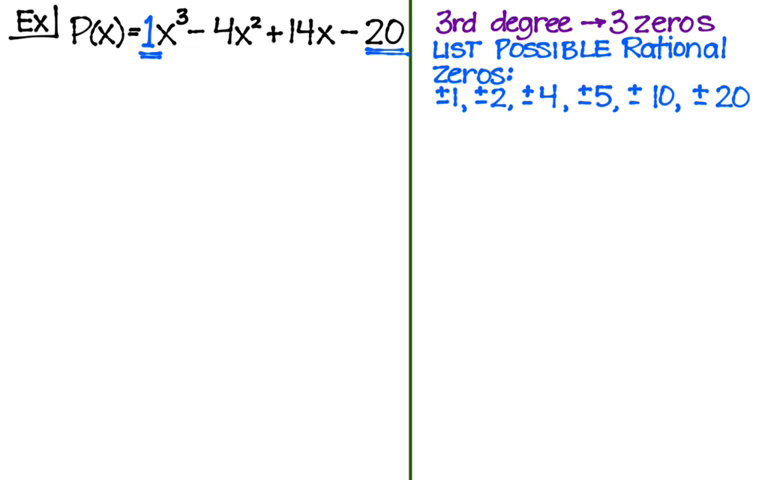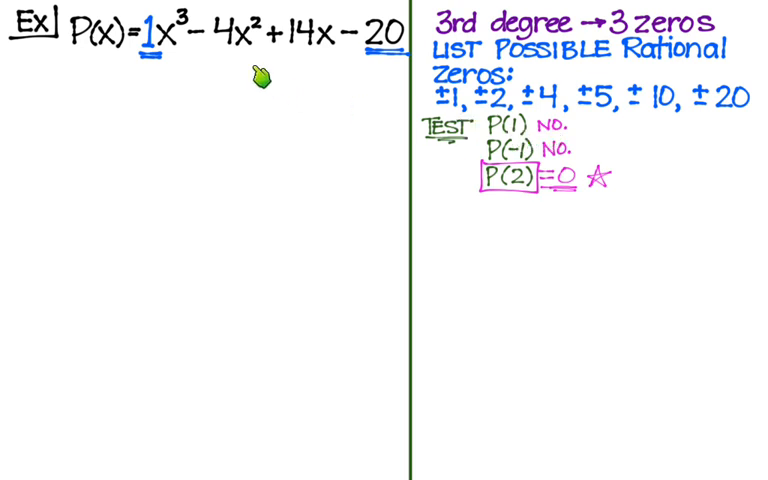I then start testing those. I start plugging them in. I like to always start with the easiest ones first, 1 and negative 1, and I don't get 0. The whole point is you plug in the 1. If it equaled 0, it would be a zero, but plugging in a 1, I don't get 0. I don't even need to know exactly what it is. I just start the process and realize this is not going to get me 0. And same thing if I plug in a negative 1, it's not going to get me 0. When I plug in a 2, I get 8 minus 16 plus 28 minus 20. That equals 0, so that is one of my zeros.